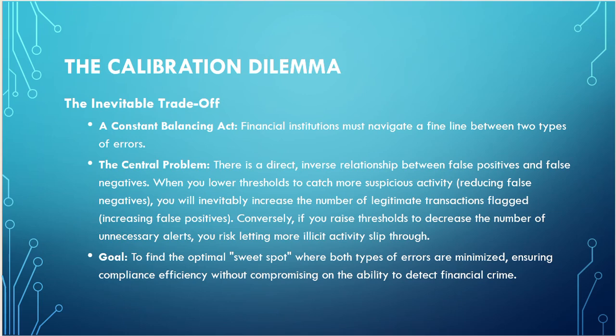So the goal of transaction monitoring system calibration is to find the optimal sweet spot where both type 1 and type 2 errors are minimized, ensuring compliance efficiency without compromising the ability to detect financial crime, so we can identify financial criminal activities more accurately from that system. That's why we do the calibration of the system.